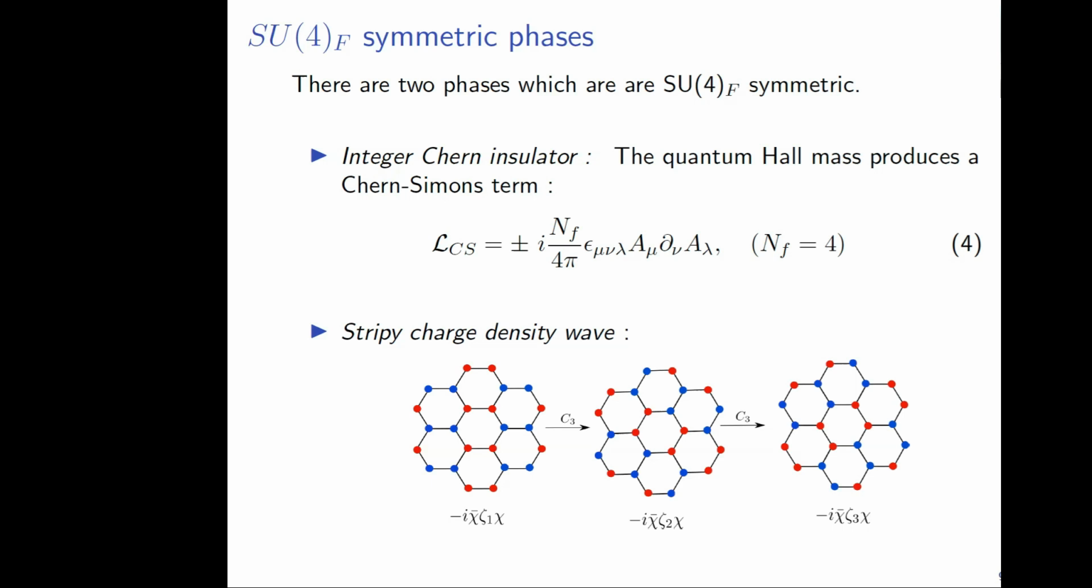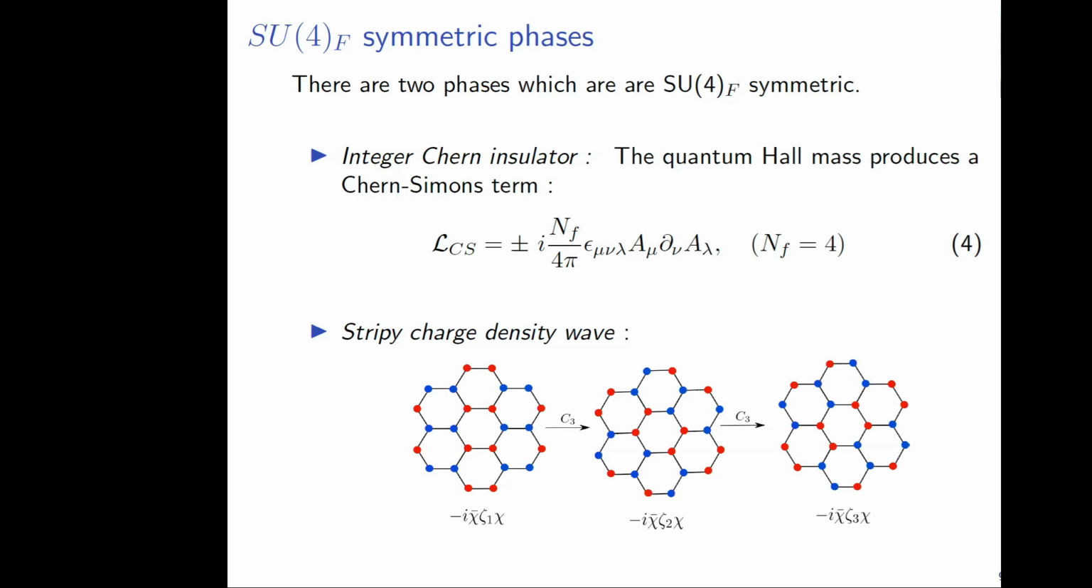A charge density wave, which is of stripy kind. So basically, these blue and red dots represent different kinds of charge densities, for example, let's say plus and minus. And then under lattice symmetries, they go into each other, and all the three together describe a single phase. So these are the two SU(4) symmetric phases that you can have.